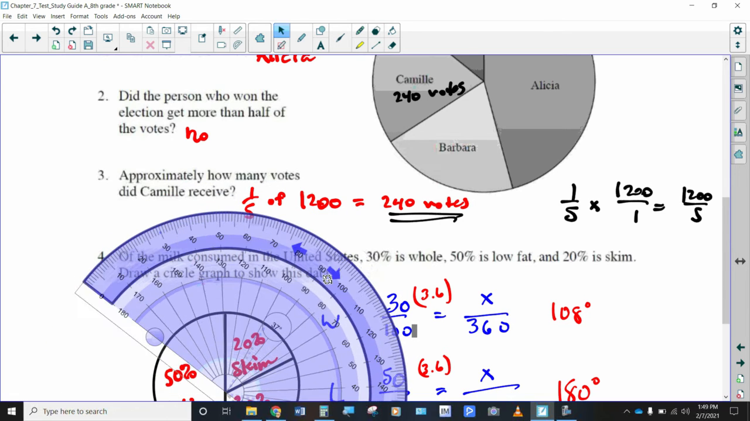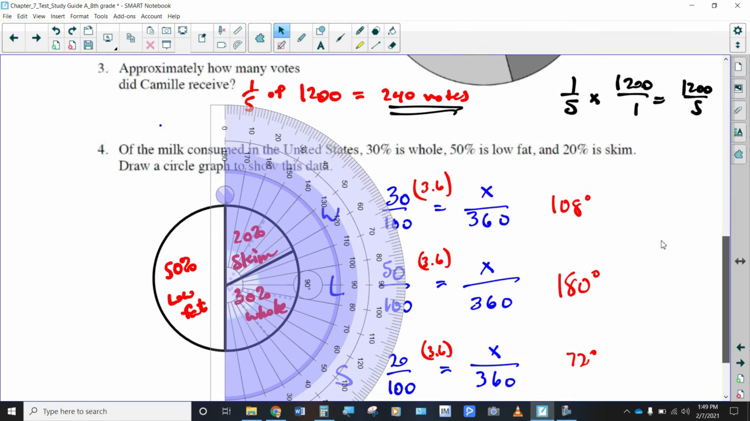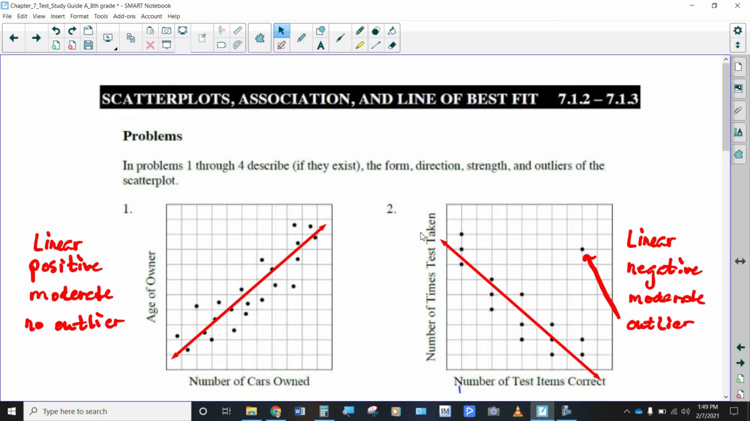Let's rotate this guy to here. And does that look like it could be about, what did we say it was supposed to be? Oh, I did a poor job. This one was supposed to be 72 degrees, and I think I got less than 70 degrees. Oh well, I need to work on my partitions a little bit, but that would be how you would do it. All right, scatter plots, association, and line of best fit.